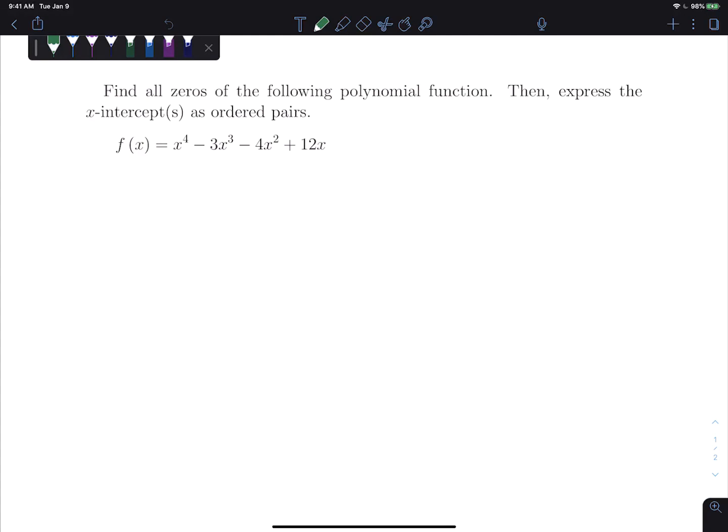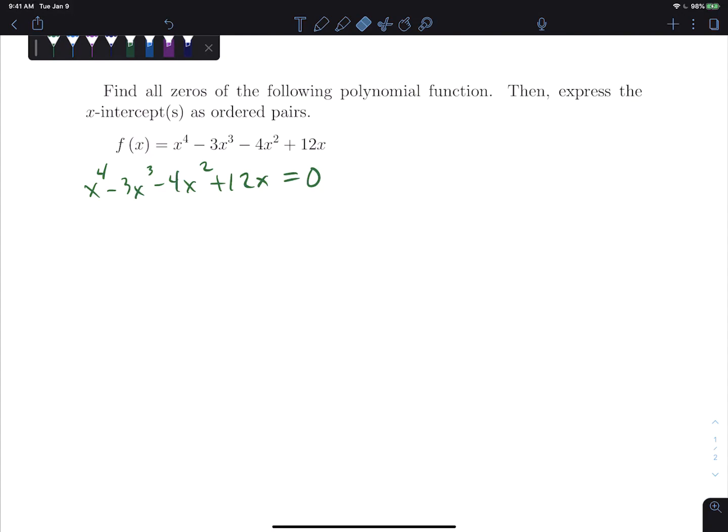Hello. In this video, we're going to go ahead and find all zeros of the following polynomial function. Then we're going to express the x-intercepts as ordered pairs. Okay, so to do this, we're going to find all zeros, which means we need to go ahead and set the function equal to 0. So we have x to the fourth minus 3x cubed minus 4x squared plus 12x. And we're going to set all of that equal to 0.